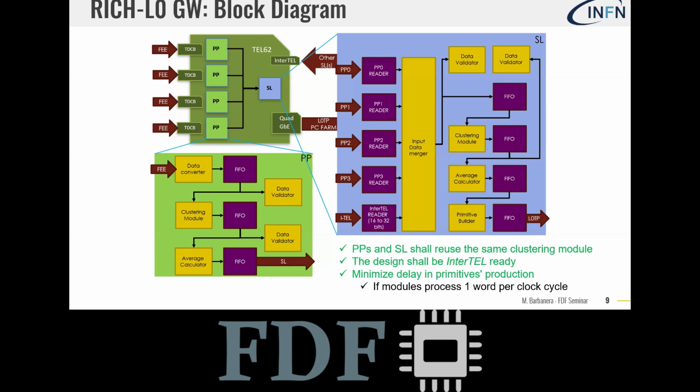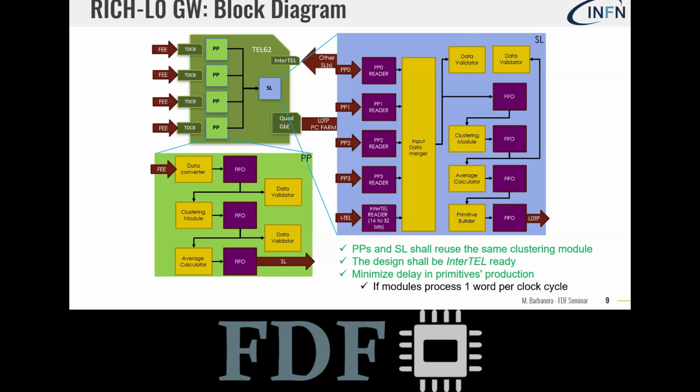The other thing is that all the modules should use the same common format. So in the PPs, the pre-processing FPGAs, the first module is the data converter, which converts data from the TDCB format into this common format that we call RICH format. There are then the data validators, which check the consistency of the RICH format in all of the steps of the algorithm.